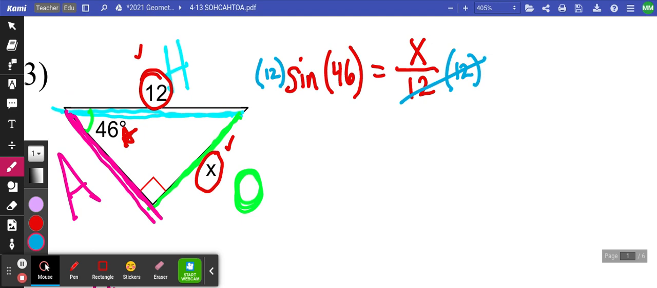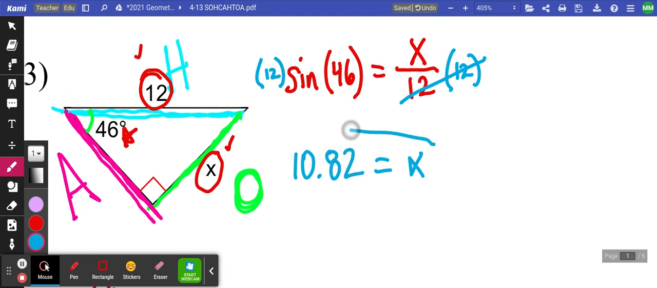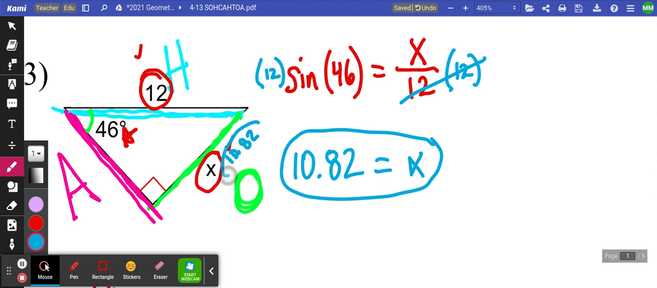So then equals, and then x, and it says that equals 10.82. And there's more numbers, but that's okay. We're just going to go to this range. So that 10.82 is the x. That means this side is 10.82. That's how long it is. That's our answer.